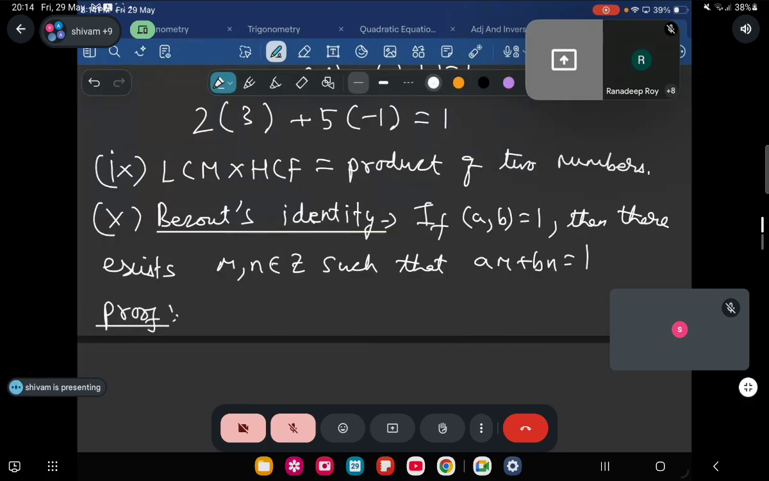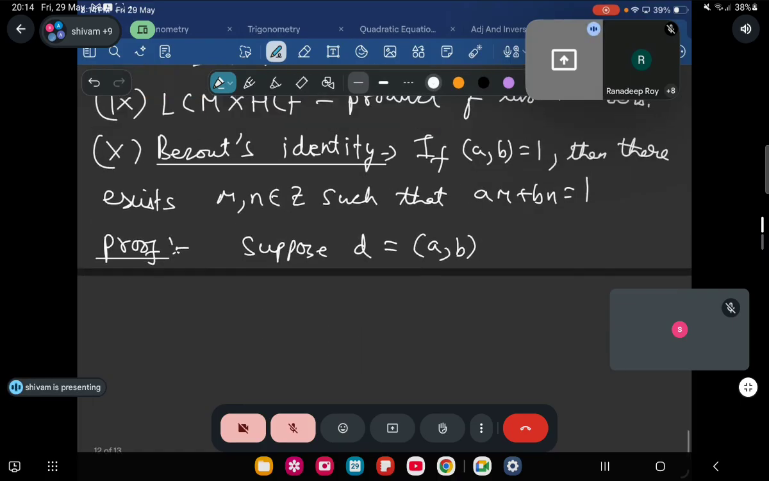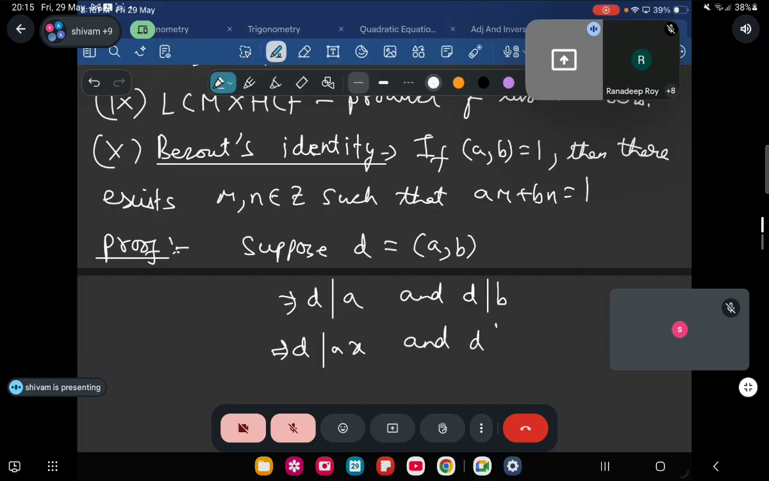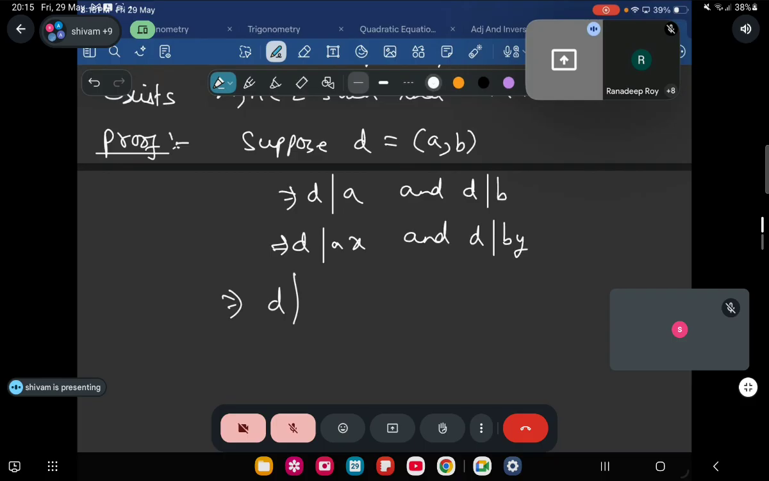See, that is, suppose D is equal to GCD of A and B. This implies D divides A and D divides B. Right, everyone, tell me. D divides A and D also divides B. So can I say D divides AX and D also divides BY? I can say this. So what does it imply? It implies that D divides AX plus BY.